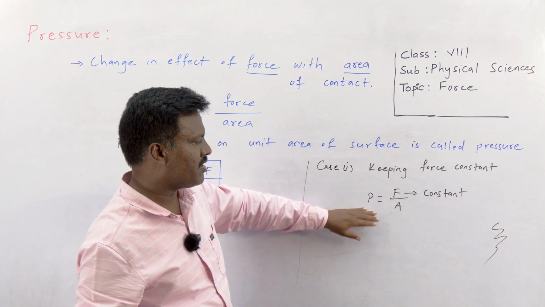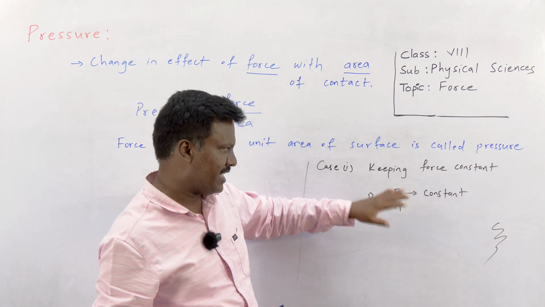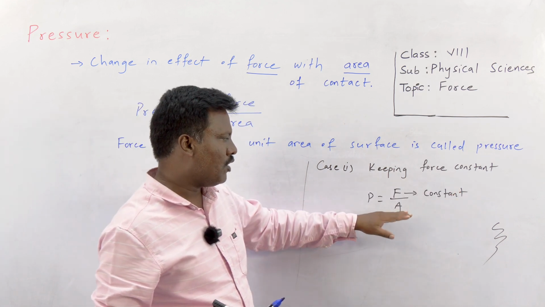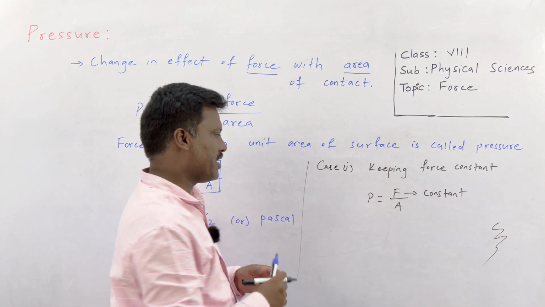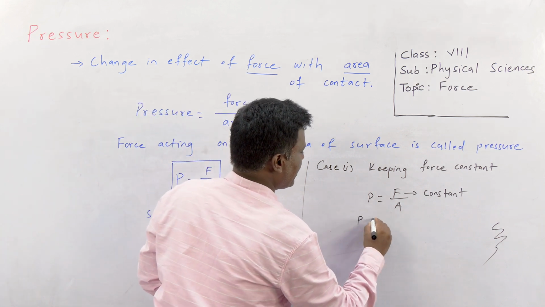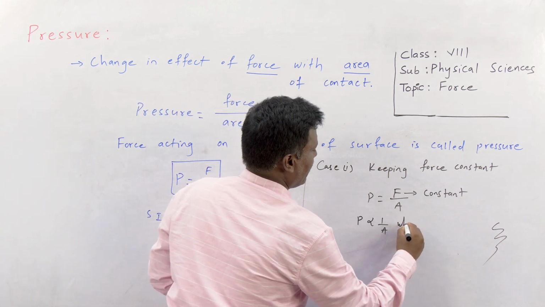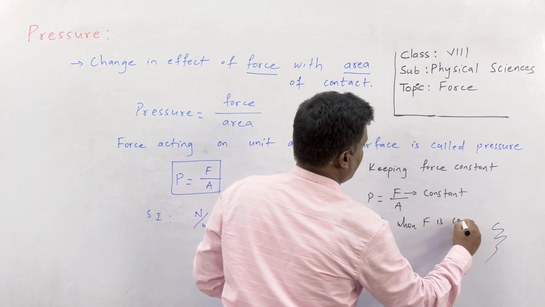Okay, so pressure depends on what? Area as well as force. But here we are keeping force constant. How is pressure related to area? So pressure is inversely proportional to area when force is constant.